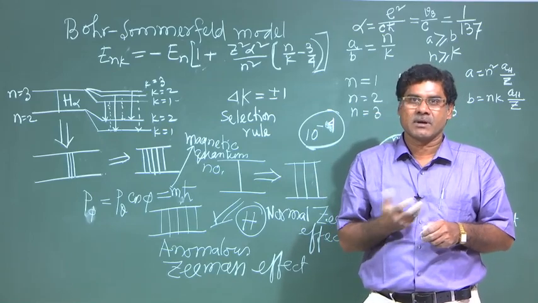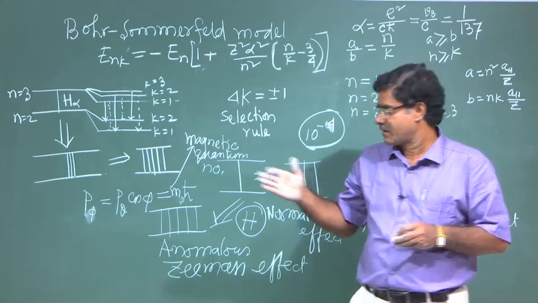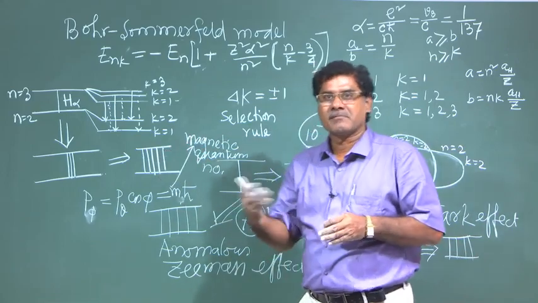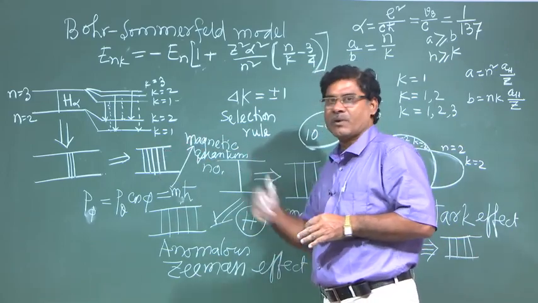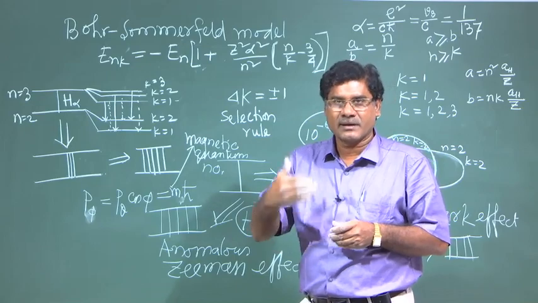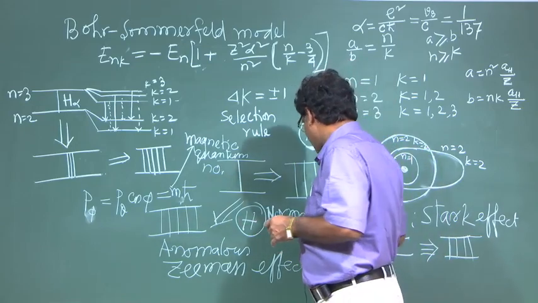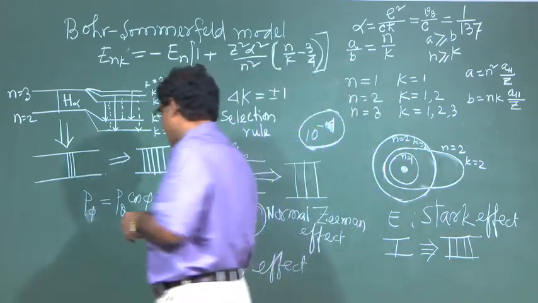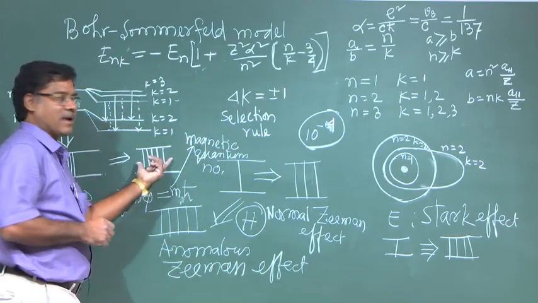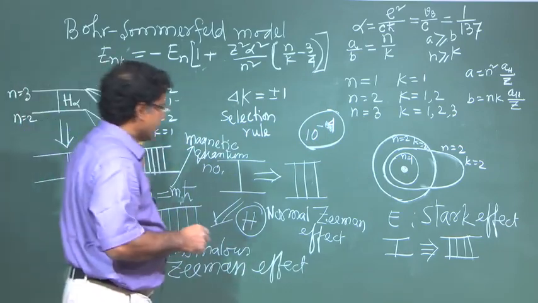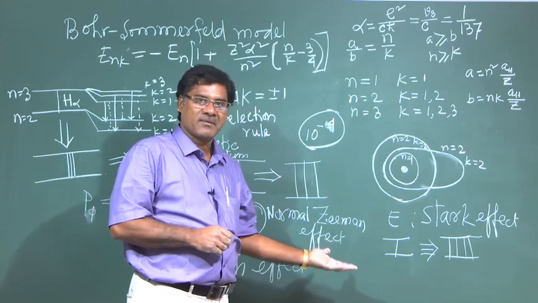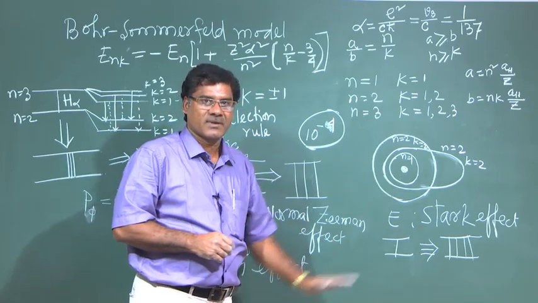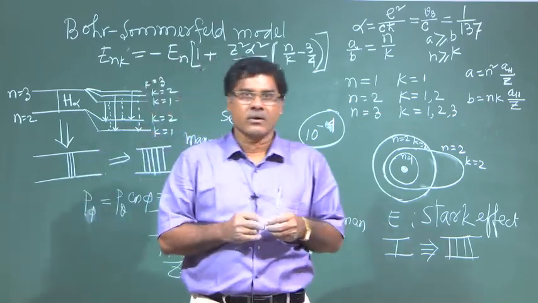So now we have another quantum number; now there are three quantum numbers. With this, we will try to explain whether we can get the five lines from H alpha, whether we can explain the normal Zeeman effect, the anomalous Zeeman effect, and the Stark effect. That we will see.